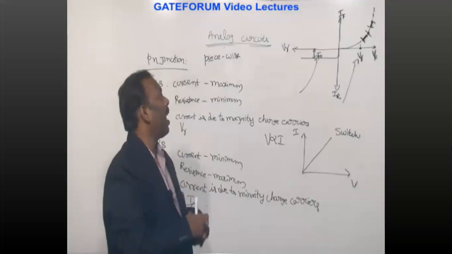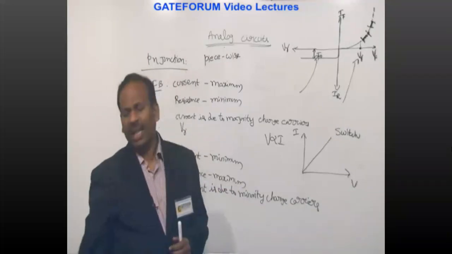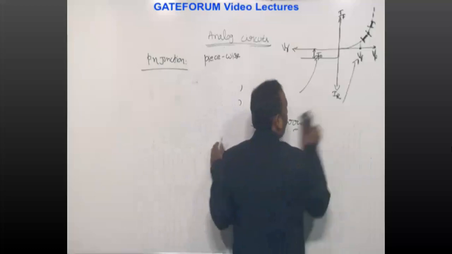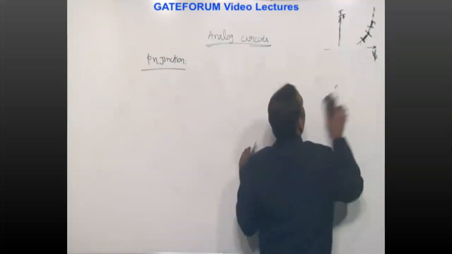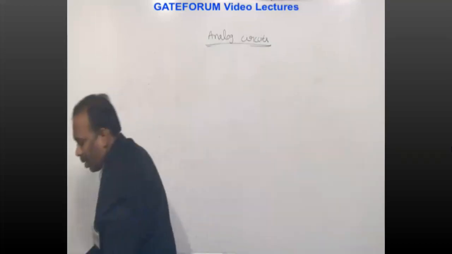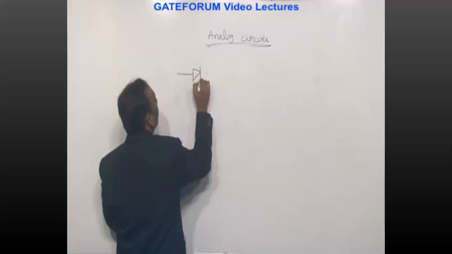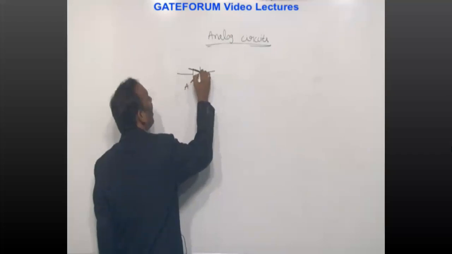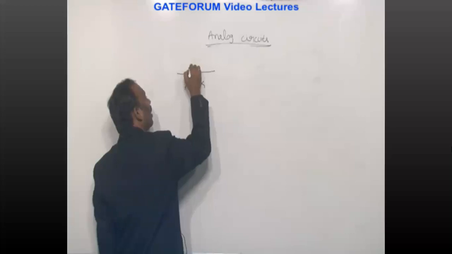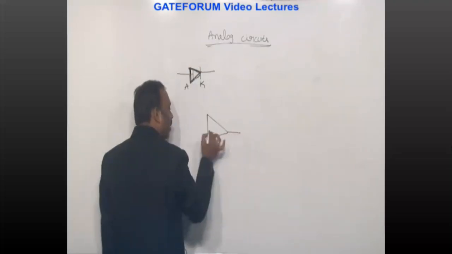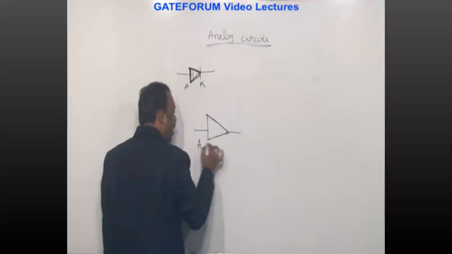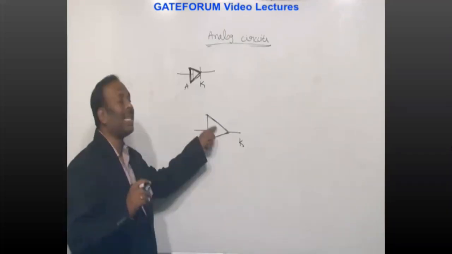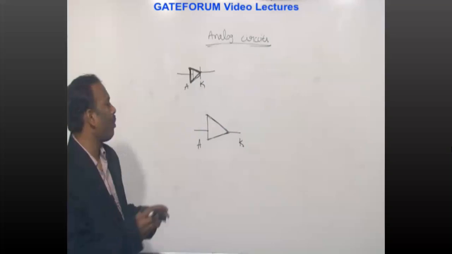Clear? The next thing: at very high currents, the diode behaves as a resistor. Now comes another one. The diode is represented like this, with anode and cathode. This arrow mark indicates the conventional current direction when the diode is forward biased. So in unknown circuits, to identify the current direction, see the arrow mark, which indicates the current direction when the diode is forward biased.